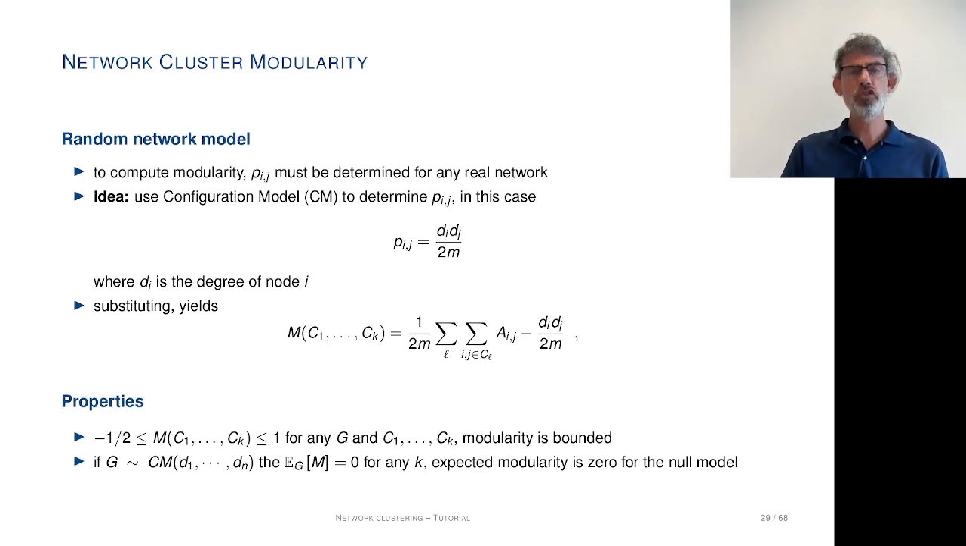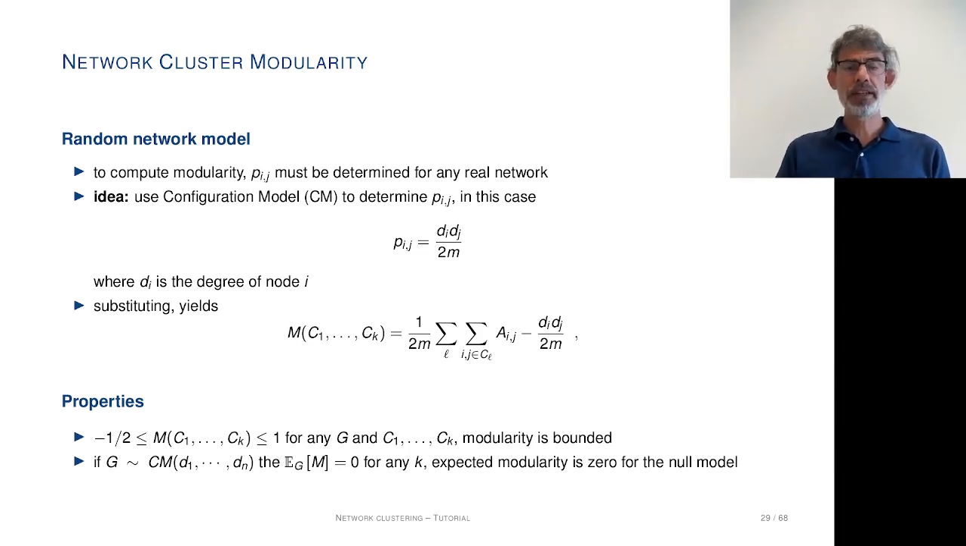So one idea is to use the configuration model, which is a classic model for random networks, to determine this probability, Pij. In this case, in the configuration model, Pij is given by di times dj divided by 2m, where di is the degree of node i. So I can take a real network, it has degrees for every node, and I can compute this probability for every pair of nodes. So if I substitute this in the modularity function, what I get is this sum for every community L and a sum for every node pair in a community L, Aij minus di dj over 2m.